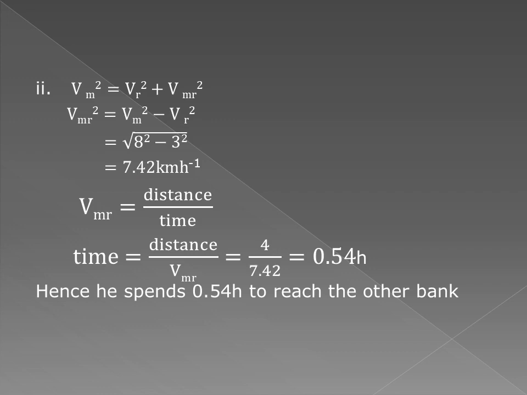Now we know that velocity is distance over time. That means that time will be equal to distance over velocity. And distance here is the width of the river, which is 4 kilometers. And velocity here is VMR, which is 7.42 kilometers per hour. This gives us a time of 0.54 hours. It means that the man spends 0.54 hours to reach the other bank of the river. Hope you have understood everything.